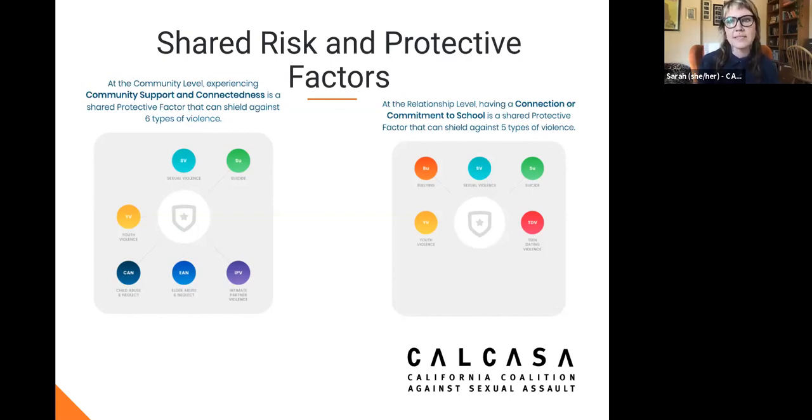So you can see here on the slide, this is just an example from Connecting the Dots. You can see at the community level, experiencing community support and connectedness is a shared protective factor that can shield against 6 different types of violence. So this is just a fun tool and a way to see what creating protective environments is really able to do, and also the interconnectedness of all of these different issues of interpersonal violence, which we can also conceptualize if we think back to the issue tree and some of the foundational issues, and then the leaves on the tree being symptoms of these underlying factors and root causes of violence. So again, we'll be sending this in the follow-up, and you can jump online and play with the tool.